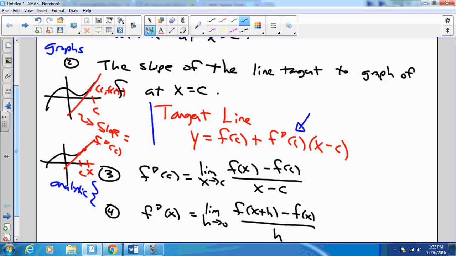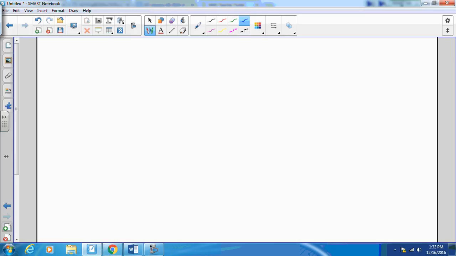Okay? Now that I know what a derivative is, how do I compute a derivative? It turns out that computing derivatives has less variety than computing limits does. The go-to tool for computing derivatives is our derivative rules.